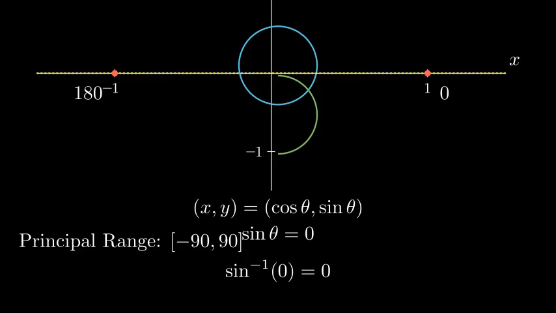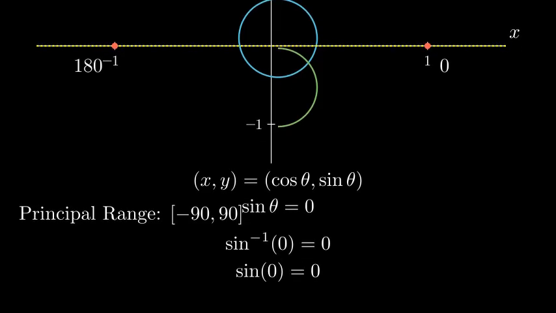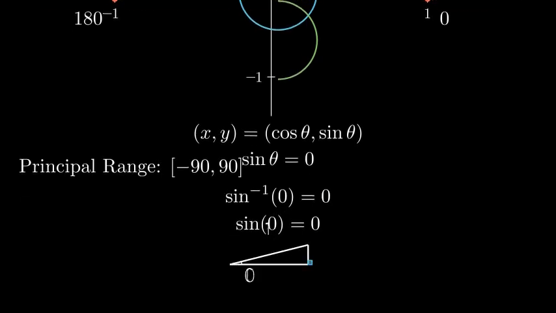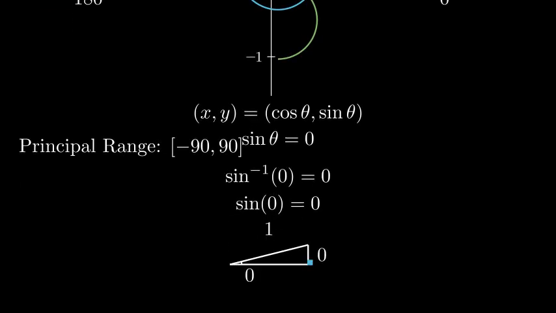Let's verify this is correct. If we take sine of 0 degrees, we get 0. We can also see this in a right triangle. When the angle is 0 degrees, the opposite side has length 0, and the hypotenuse has length 1. So sine of 0 degrees equals 0 divided by 1, which is 0.